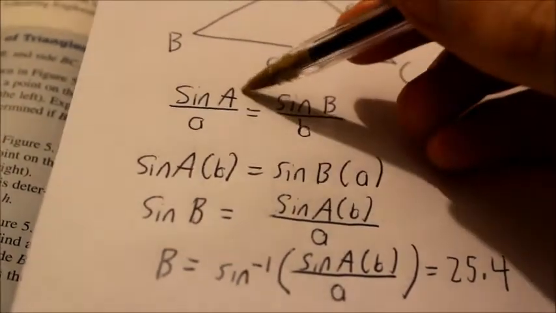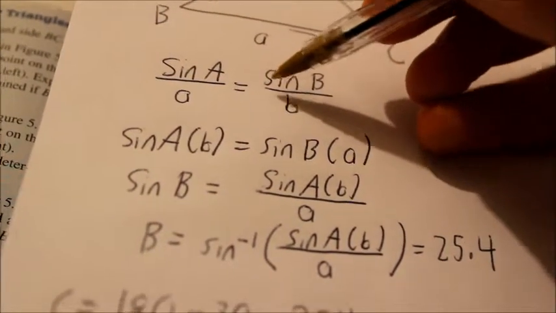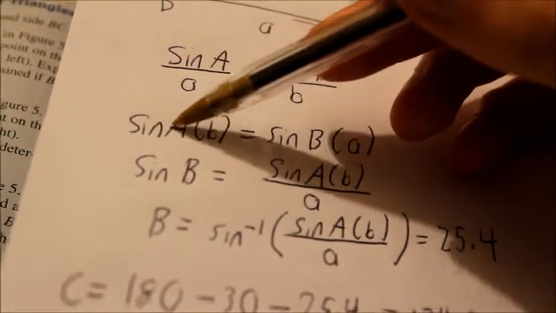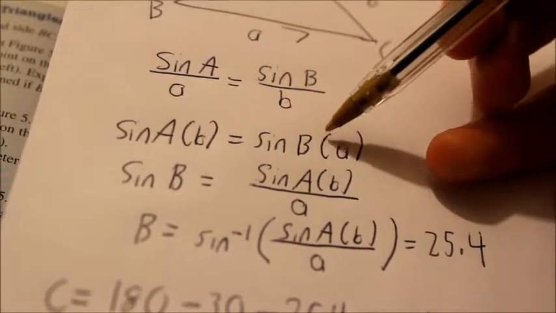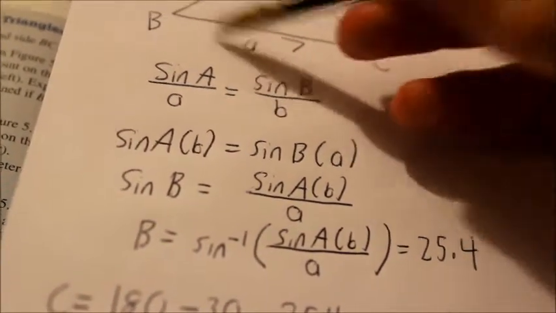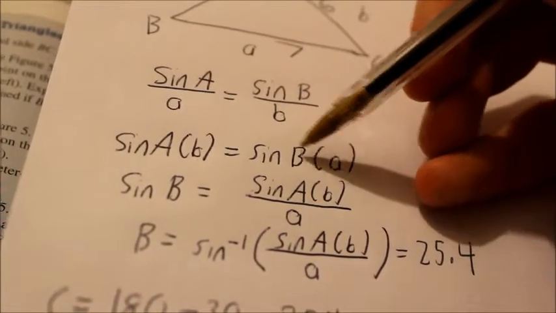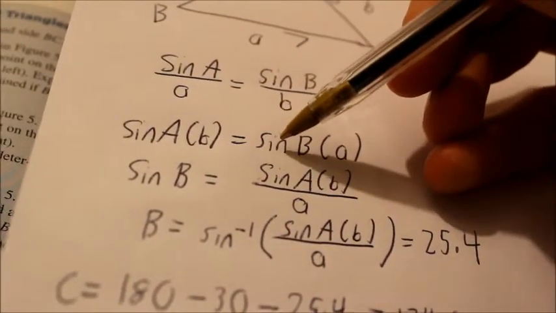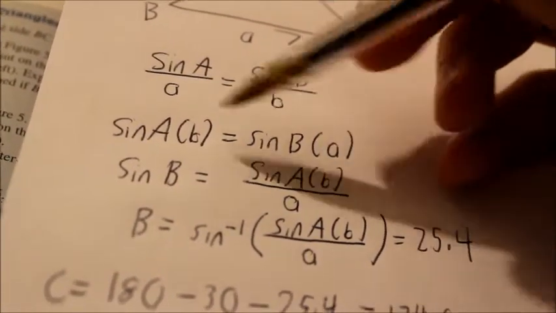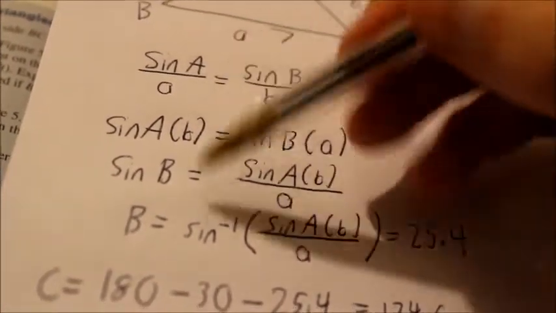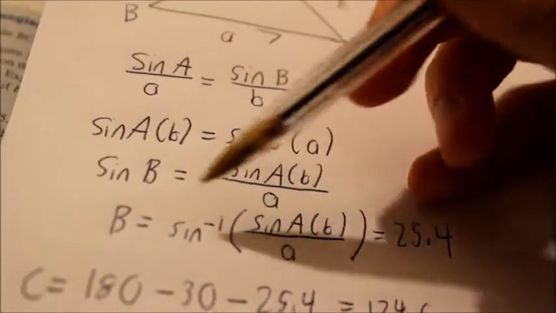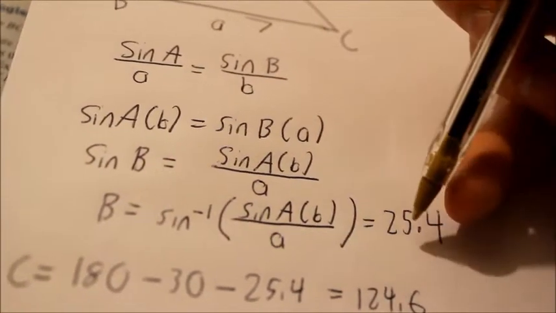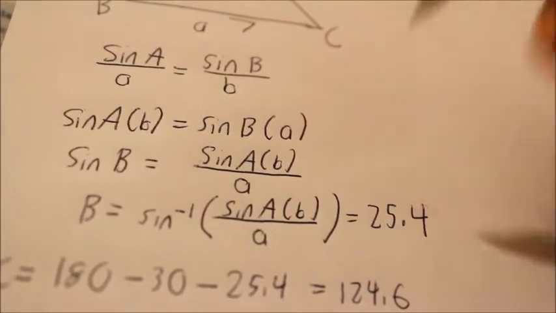After cross multiplication of the law of sines equation, we are left with the sine of A multiplied by the length of B equal to the sine of angle B multiplied by the length of A. We can isolate the angle B by first dividing both sides by the length of A, and then using the inverse sine of this quotient to find the angle size of B, which is 25.4 degrees.